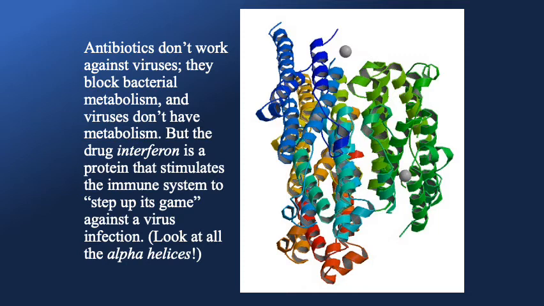There are some drugs that work on viruses. One of them is called interferon, and this is what it looks like. It's got lots of squiggly parts. Those are the alpha helices of its secondary structure. We don't need to go into detail as to how it works, except it stimulates the immune system to step up its game against a virus infection. So that's sometimes used for treating very serious ones.